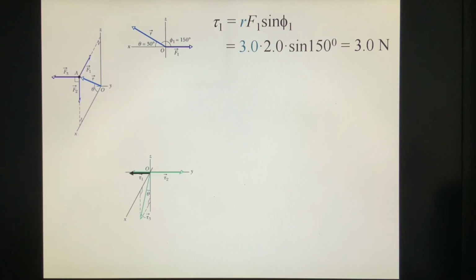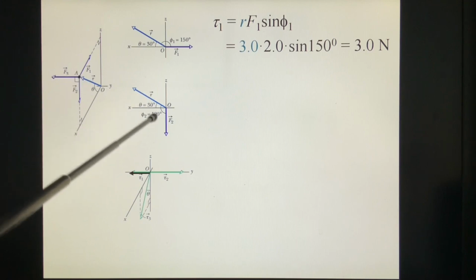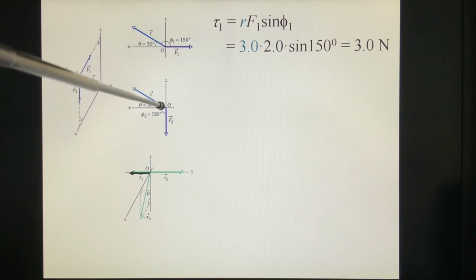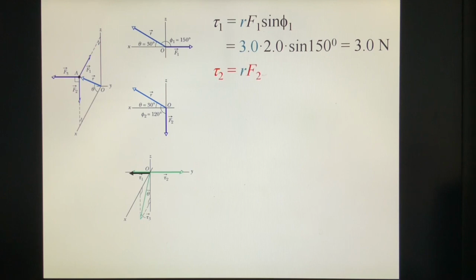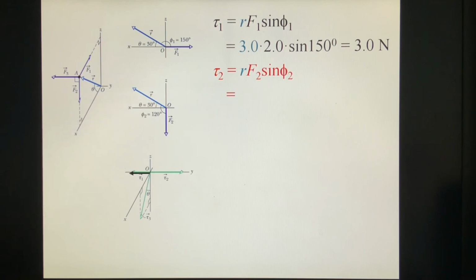Let's look at torque 2. F2 is here. So they are in the XOZ plane. We move R out. You see this angle, this is 30. So this is 90, so 120. And you use the right-hand rule, you move this one here, you find the direction is outward from the plane. That is the positive y direction, x, y, z. The magnitude is R F2 sine phi, where phi is 120.